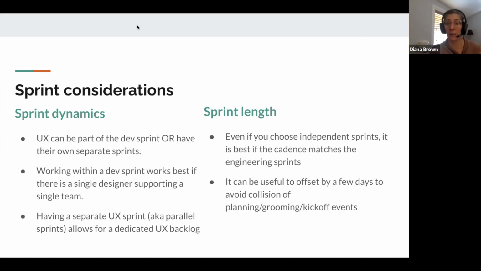And if you've done good grooming ahead of time, it makes it quick. It only takes like 2 minutes to say, these are the tasks I'm doing in this sprint. And so you can move forward that way effectively.